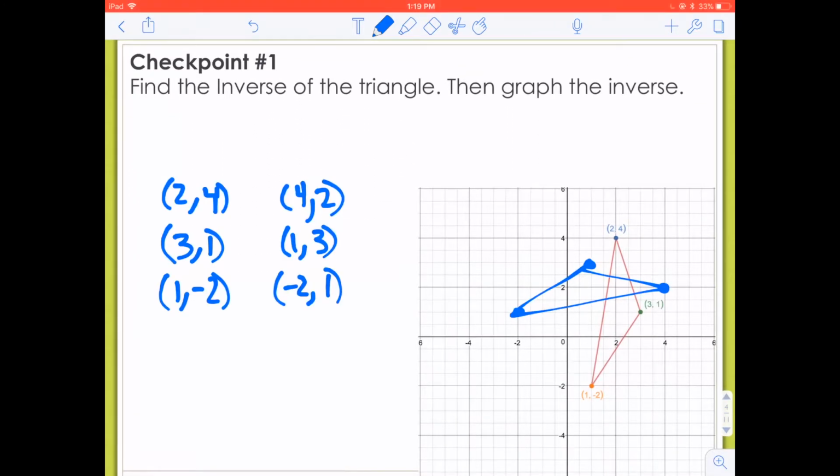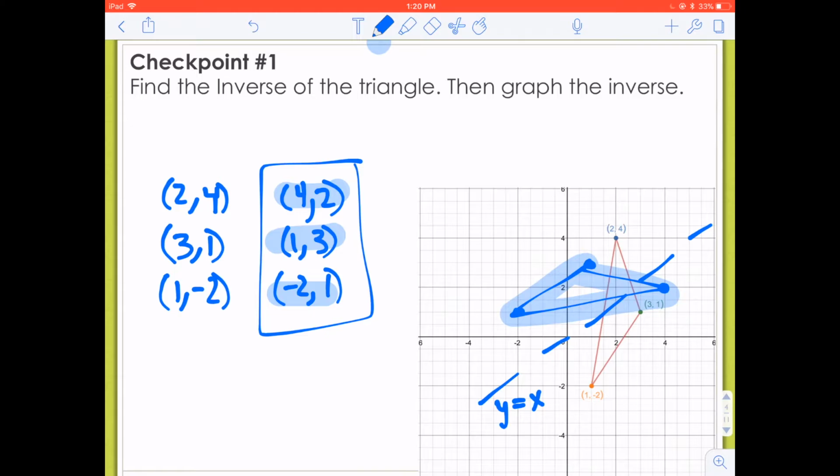So go ahead. Okay, if you tried the checkpoint, you should have gotten (4, 2), (1, 3), (-2, 1) on the graph. It's the same type of thing we just did. It should reflect over that y equals x line. So that's y equals x. Okay, but as long as you flip the coordinates, you're pretty much good to go.